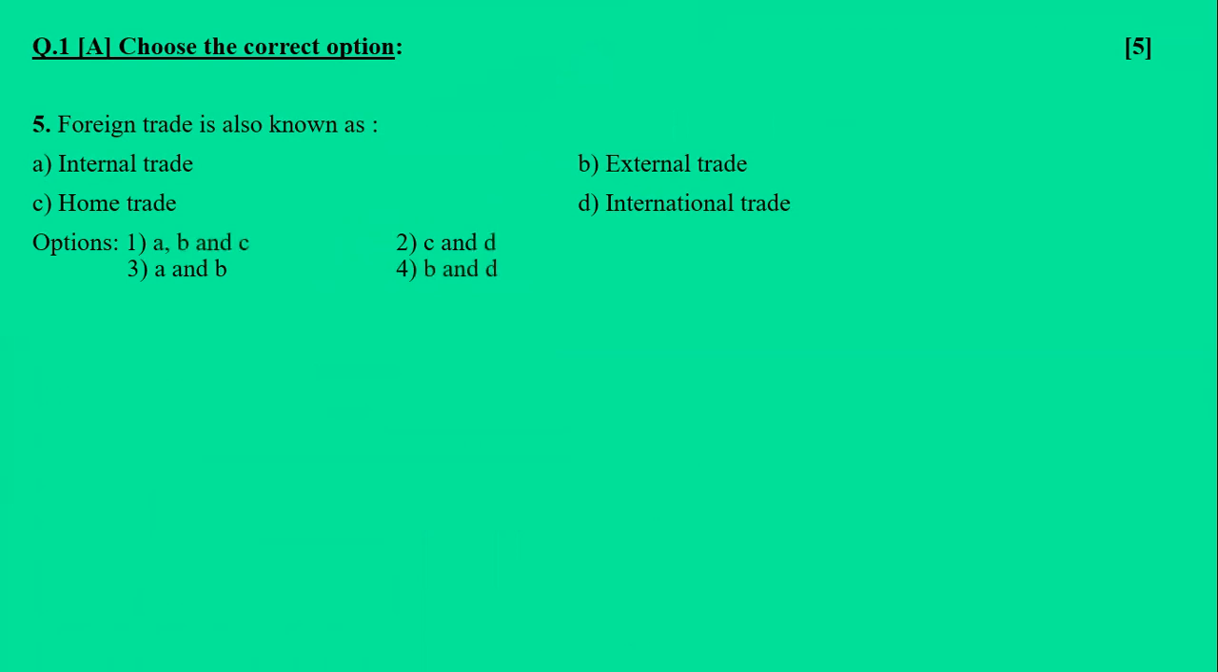Fifth statement, foreign trade is also known as A, internal trade, B, external trade, C, home trade, and D, international trade. See the options. Number 1, A, B, and C. Number 2, C and D. Number 3, A and B. And number 4, B and D. Now, which is the perfect answer? 4, B and D, means external trade and international trade.